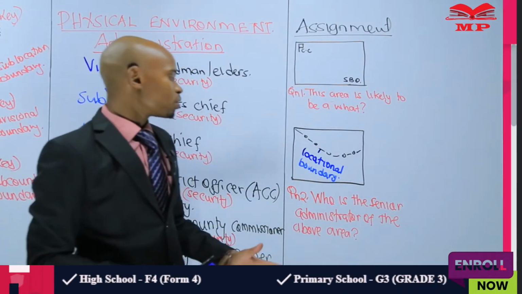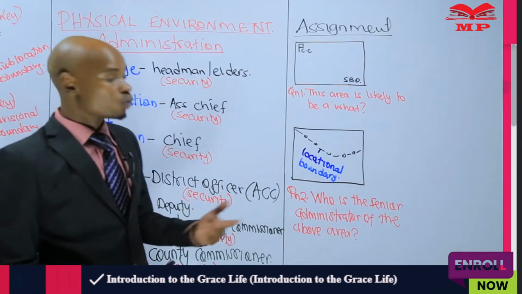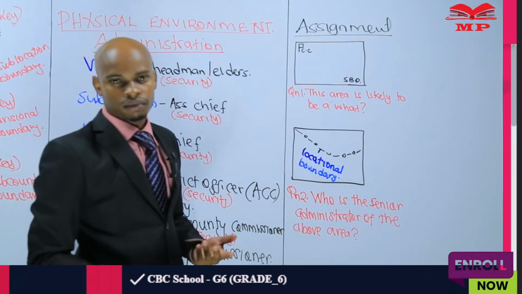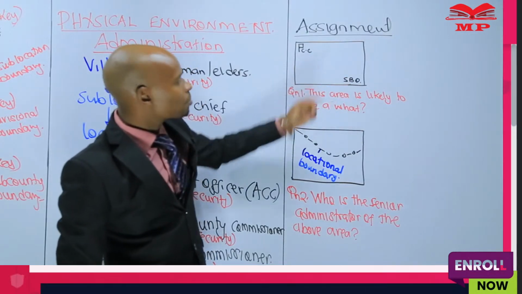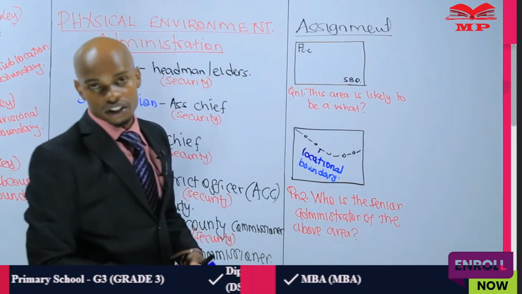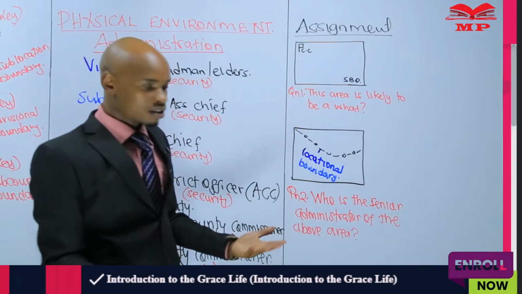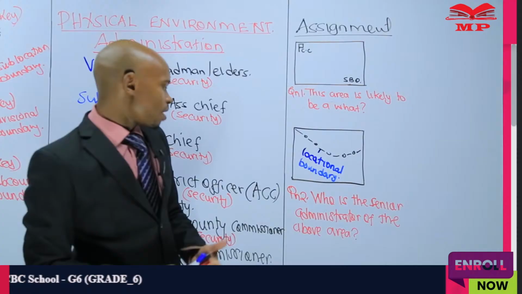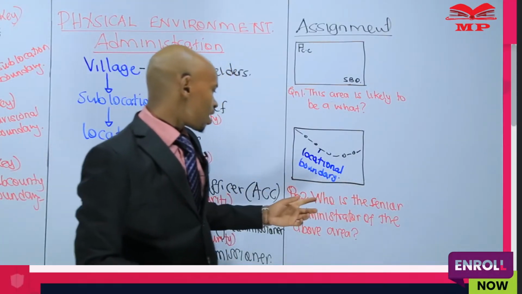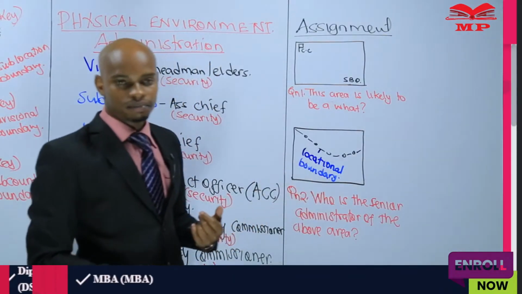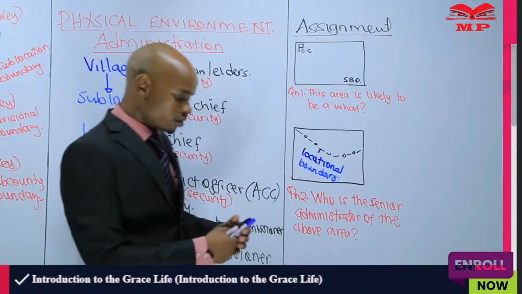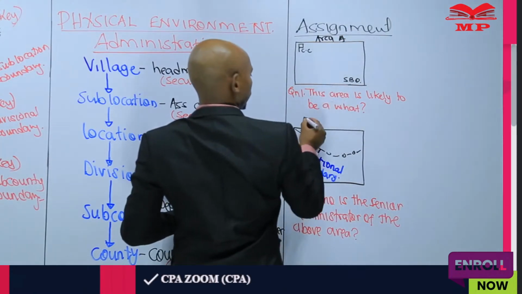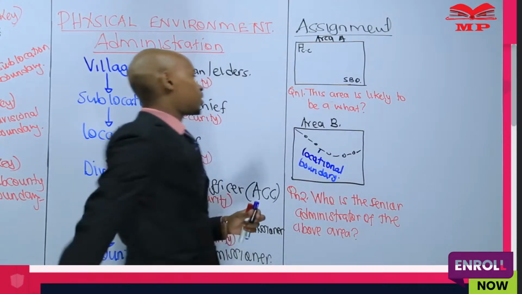So these 2 examples are enough to give you an oversight of what we have gone through. Question number 1, this area is likely to be a what? You have the offices, chief's camp, sub-county offices. So with the knowledge we have learned, you can be able to get that one at ease. Number 2, using a boundary now. Who is the senior administrator of the above area? Who is in charge of administration in this area? Perhaps I would have said this is area A, area B.